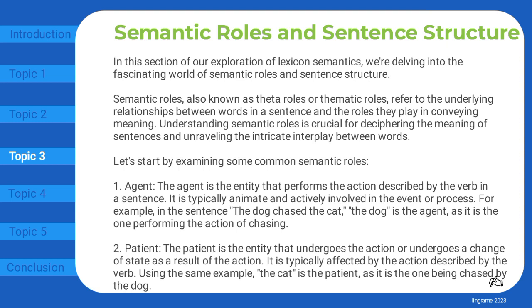Agent. The agent is the entity that performs the action described by the verb in a sentence. It is typically animate and actively involved in the event or process. For example, in the sentence "the dog chased the cat," the dog is the agent, as it is the one performing the action of chasing. Patient. The patient is the entity that undergoes the action or undergoes a change of state as a result of the action. It is typically affected by the action described by the verb. Using the same example, the cat is the patient, as it is the one being chased by the dog.